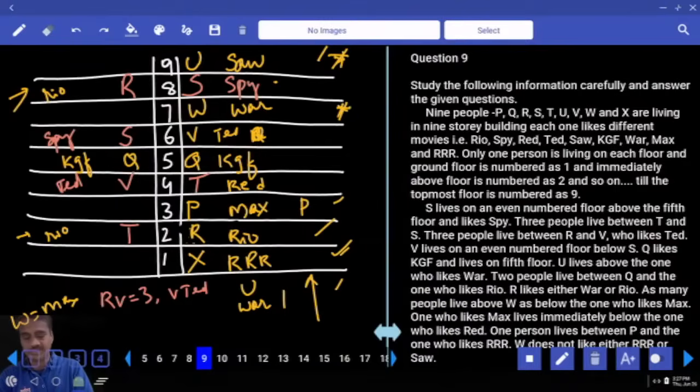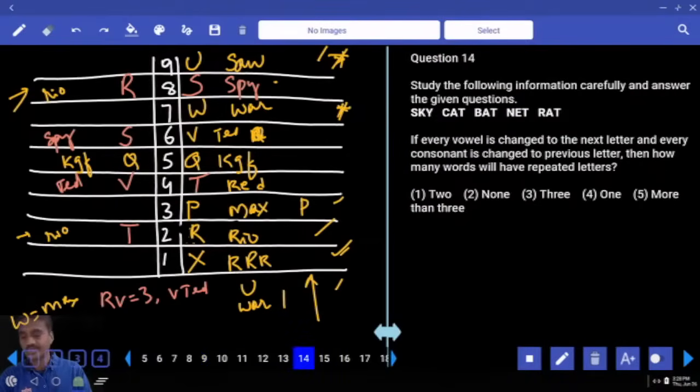Then, now this is from question numbers 9 to 13. The next one, 14 onwards. Now in this question number 14 and 15.